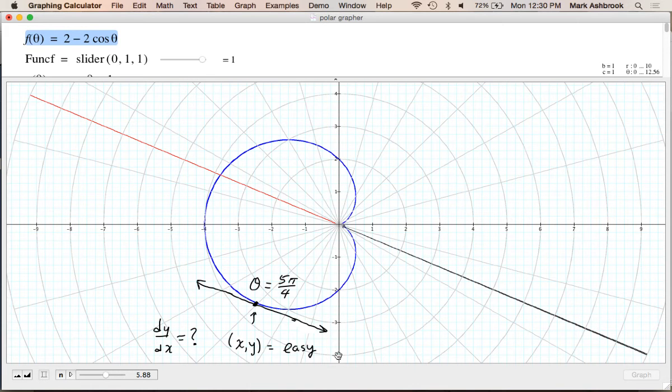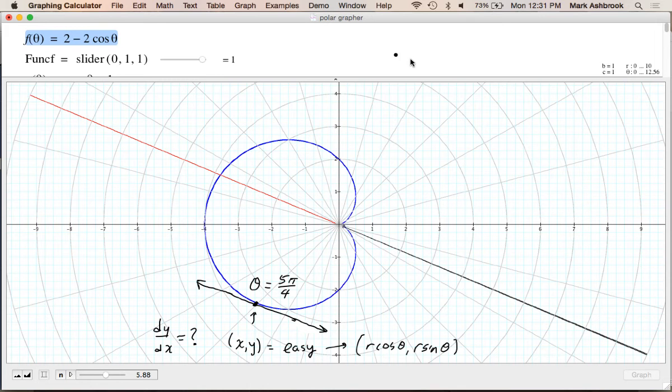r cosine theta, r sine theta, and how do we get r? The function tells us what r is for every value of theta, right? For every theta that we have, we get the value of r. So all that's left is a little plugging and chugging to get r cosine theta, r sine theta. That'll be the coordinates x and y of that point. Okay, what about dy dx? How are we going to get dy dx? Same way we did it with parametric functions. What do we do to get dy dx with parametric functions?